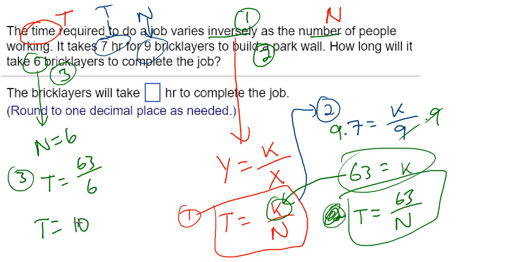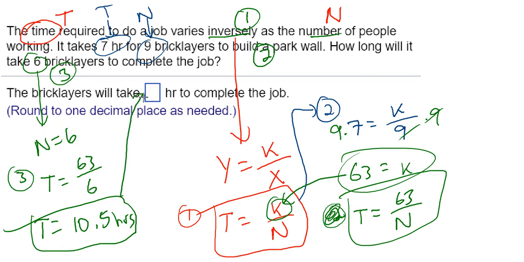Without using a calculator, it's going to be 10.5. So not the worst answer, not the best answer, but not the worst answer either. So it takes 10.5 hours for 6 people to complete the job, right? And that's what we plug in here. Round to 1 decimal place as needed. It came out to 1 decimal place, so we're good.